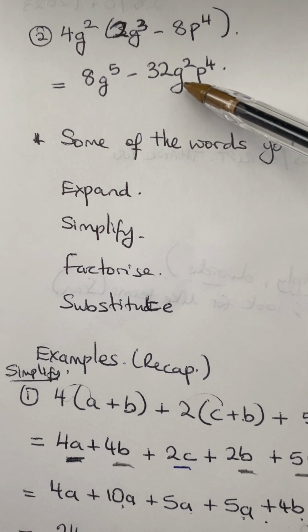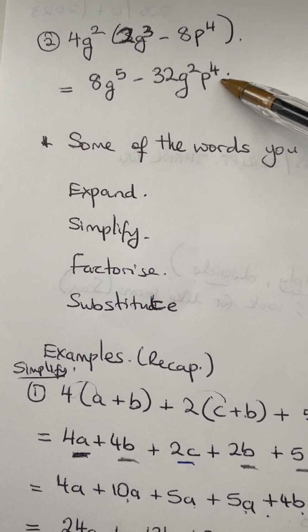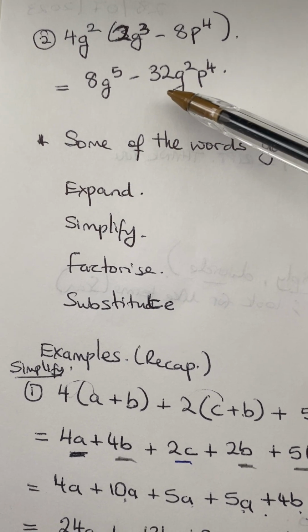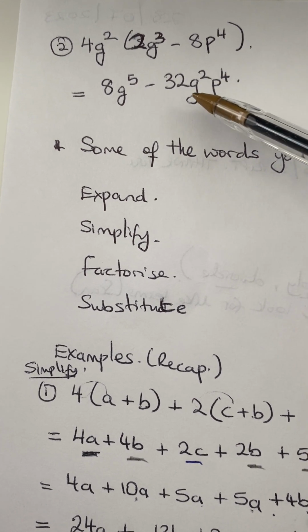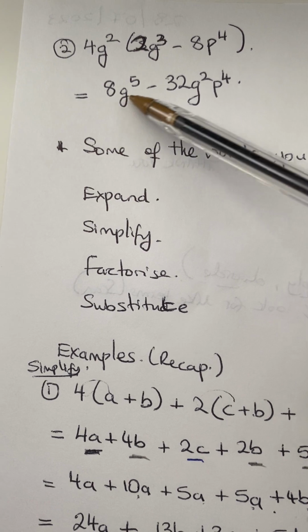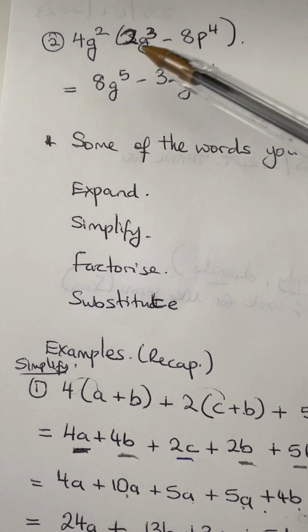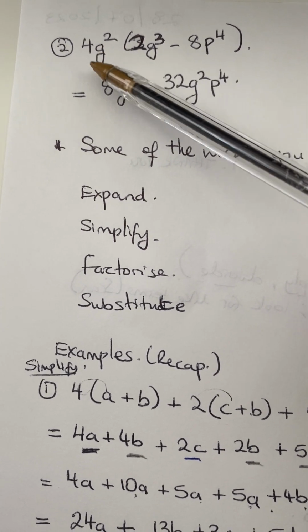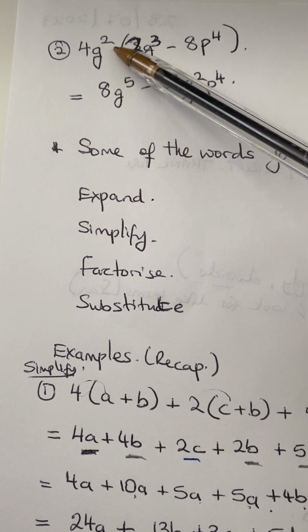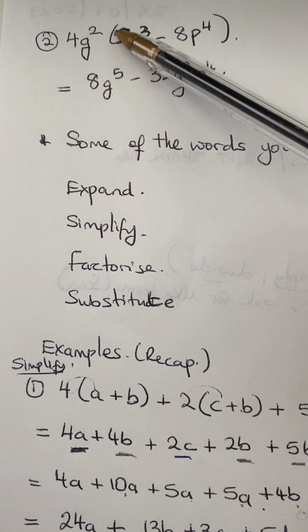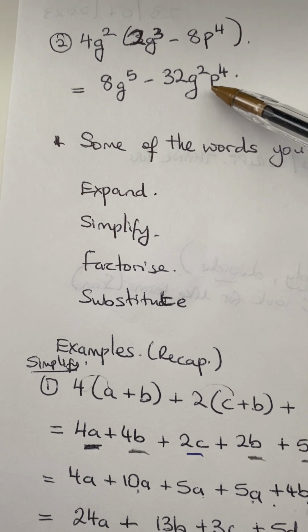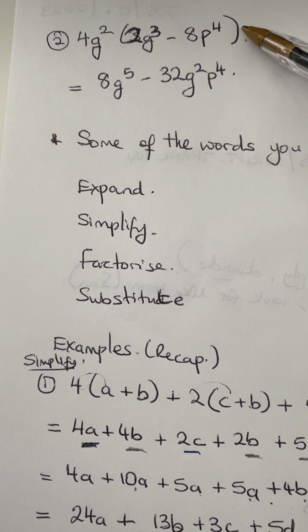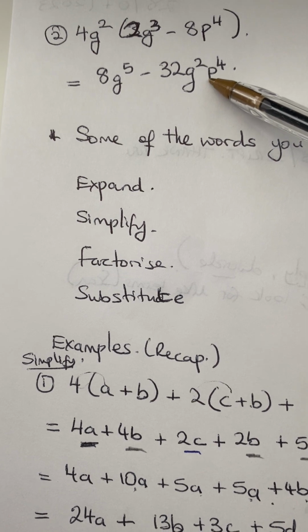We don't know what g is and what p is. This is called expand, but we can also introduce the bracket by putting 4g squared out and then simplify it in this form. So we can move from here to here or there to there.